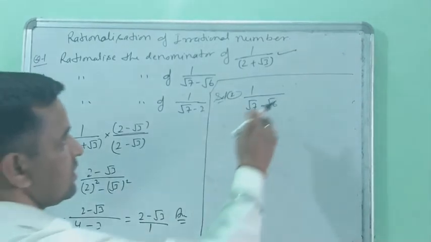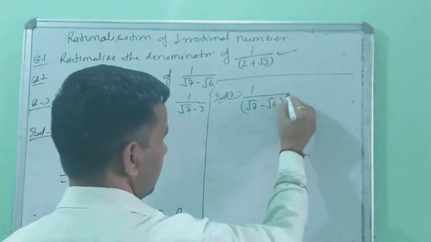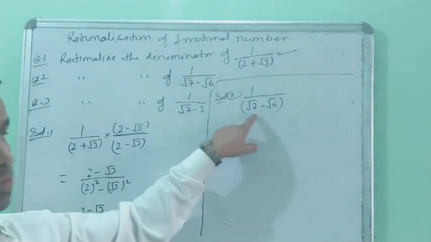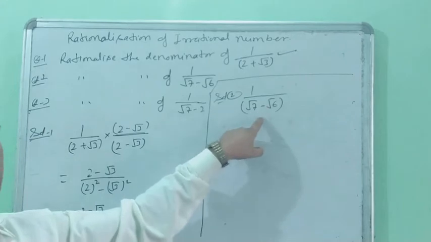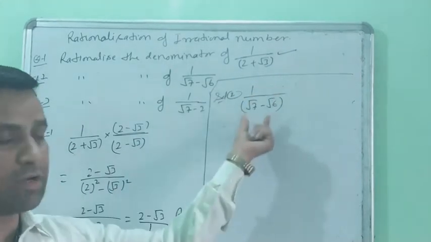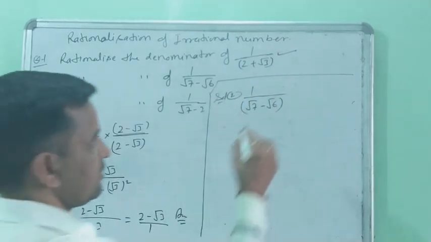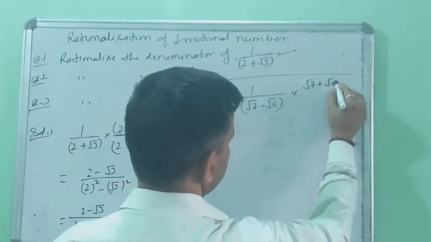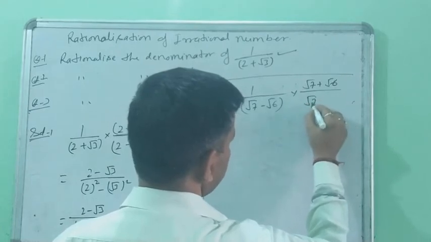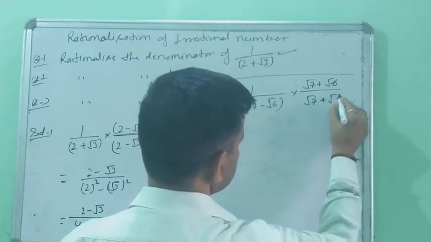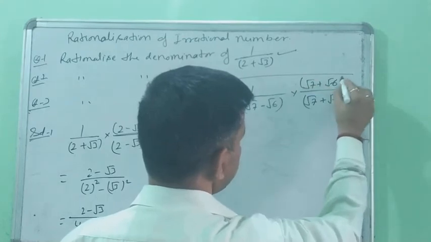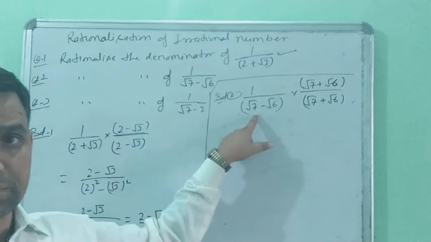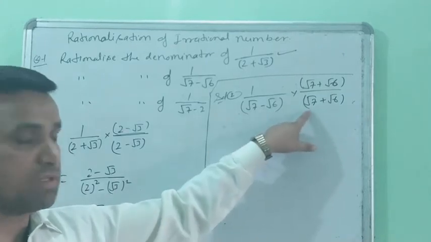The same thing here. This is also in the binomial form, not the monomial form, because there are two terms, root 7 and root 6. This form is called the binomial form. So then you will multiply and divide by the conjugate of the denominator. Then you multiply root 7 plus root 6 and root 7 plus root 6, using the bracket sign. If you do not use the bracket sign, then the multiplication process is wrong.